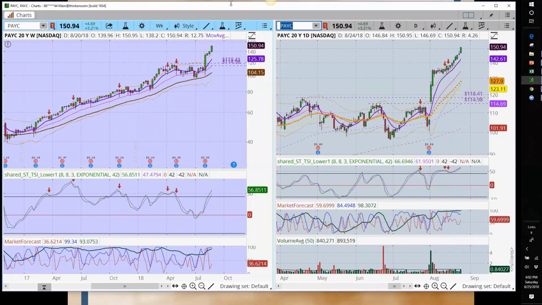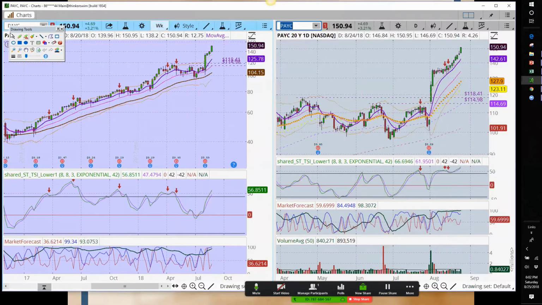And while we're here, let's chat about this really quickly. See this move right here where you get this really strong move up.